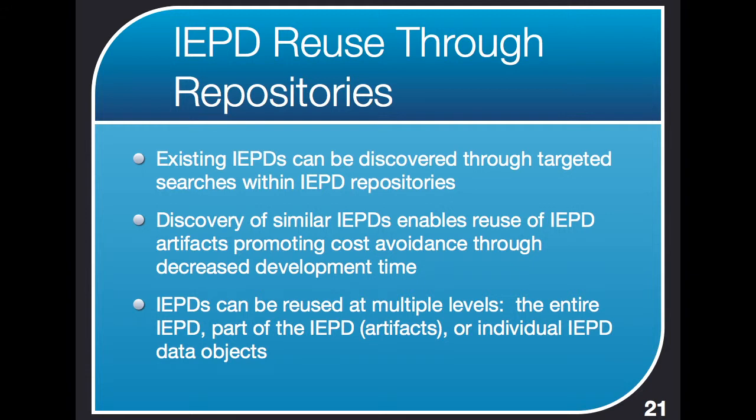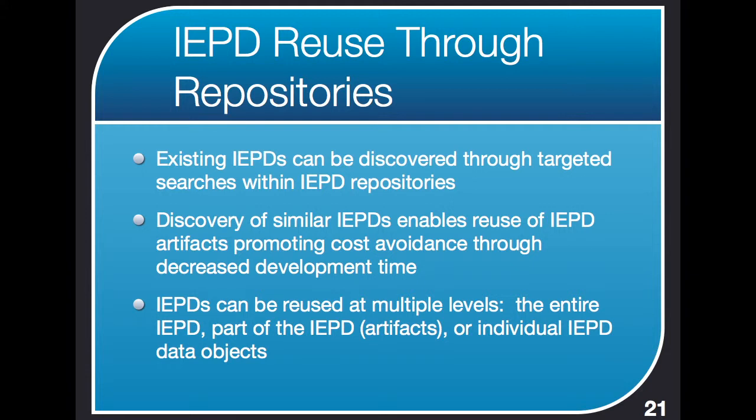How do you find those? Well, there's a couple of ways in which IEPDs are reused. One is through repositories. Existing IEPDs can be discovered by searching within IEPD repositories, and there are repositories out there. Where are they? I'll tell you on the next slide. Discovery of similar IEPDs lets you reuse the artifacts in that IEPD. This helps avoid additional cost as well as decrease your development time, but it also gives you another standard to look at, another standard to measure your own requirements against.